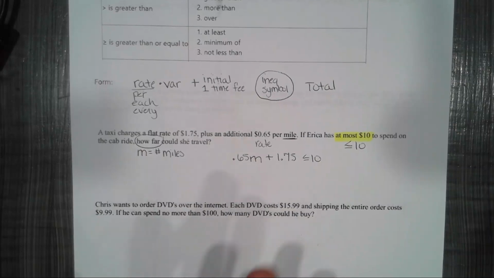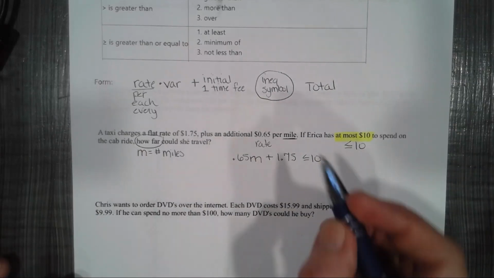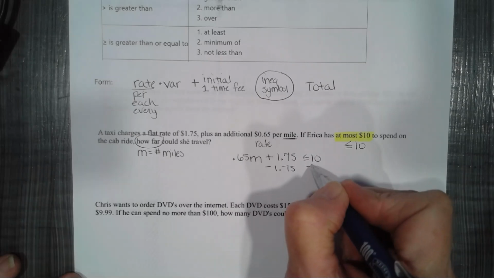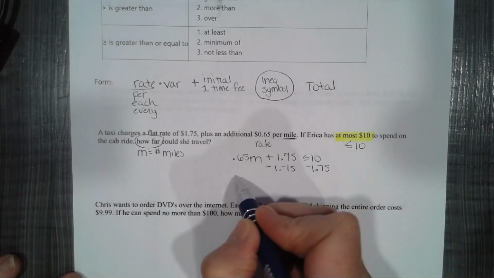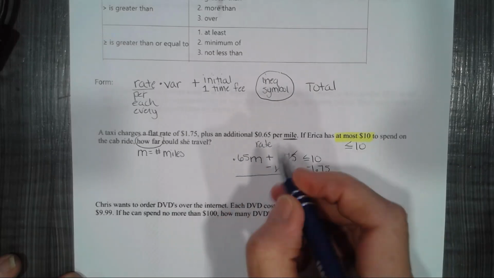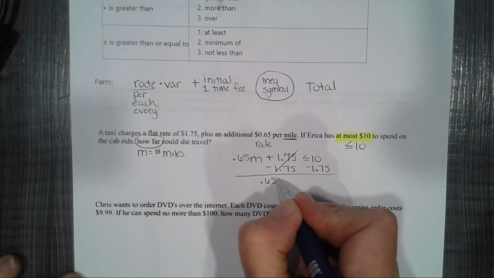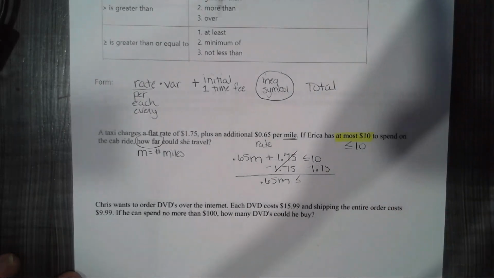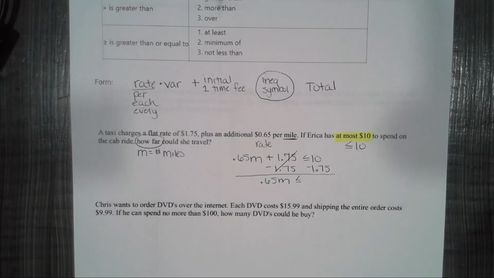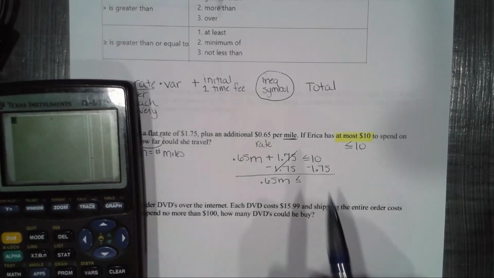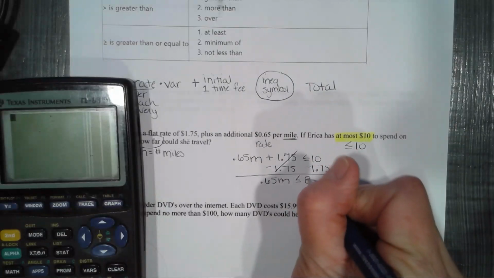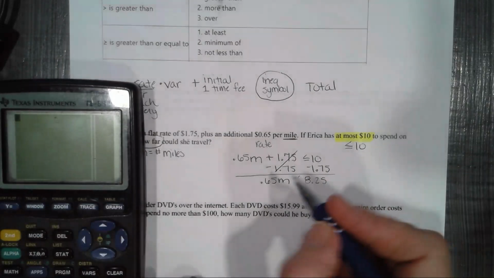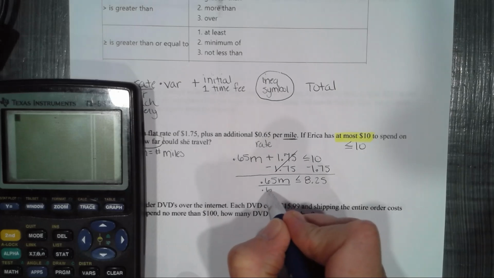Now we need to solve it in order to answer the question properly. So it's a two-step inequality, so we're going to subtract $1.75 on both sides of the inequality. Bring down 0.65 M. Bring down your inequality symbol. You can pop this in the calculator. So make sure you have a calculator handy. I think if you pop this in the calculator, you're going to get $8.25. Okay, now last step is to divide both sides by 0.65.